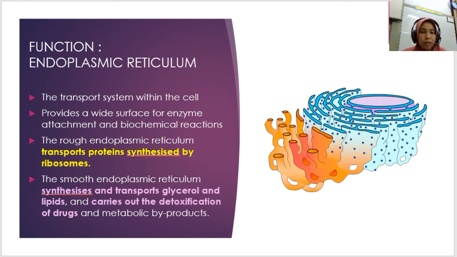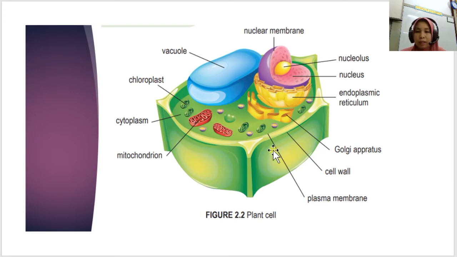Next, we go to the structure of the plant cell. The structure of the plant cell is also the same as the animal cell. The plant cell also has mitochondrion here, plasma membrane, Golgi apparatus here, the endoplasmic reticulum, and the nucleus. So all the functions are the same.